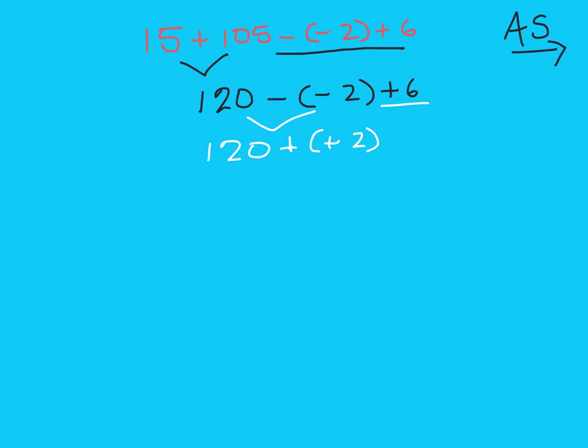So 120 plus 2 is 122 plus 6. This is the last thing I have to do. 122 plus 6. Well, 2 plus 6 is 8. So it gives me 128 is my final answer.